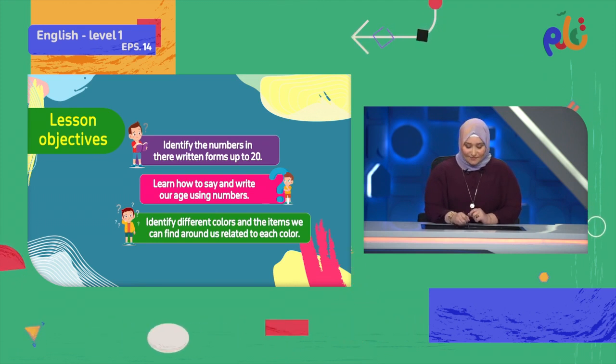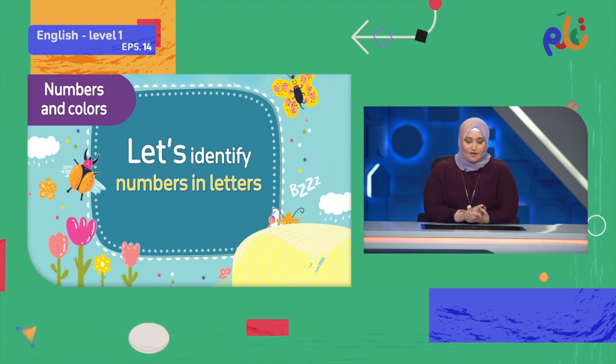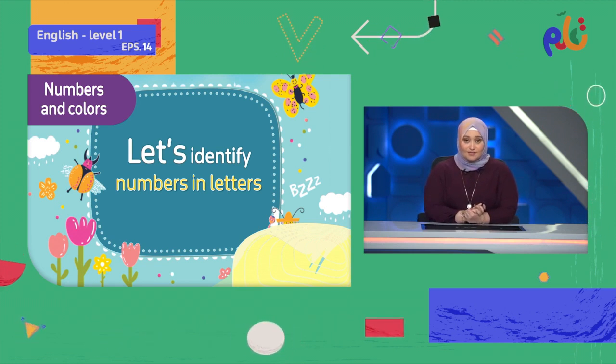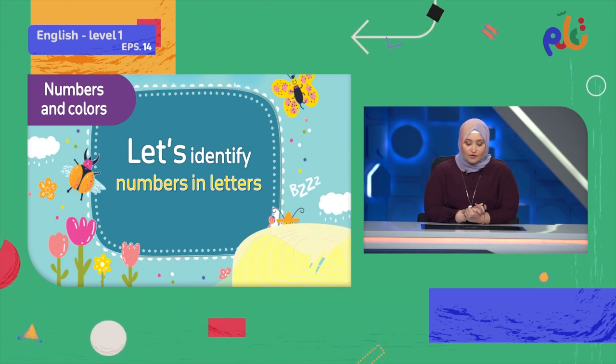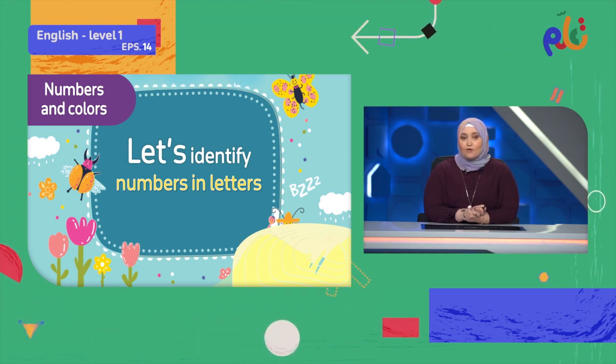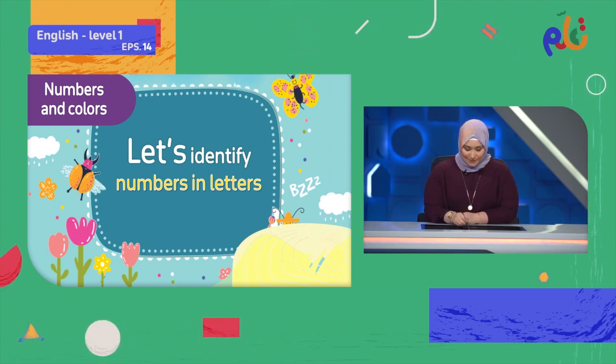Let's start. Okay, numbers and colors. First objective, let's identify numbers in letters. أول objective, تعالوا مع بعض نتعلم ازاي نكتب الأرقام في هيئة حروف in English.